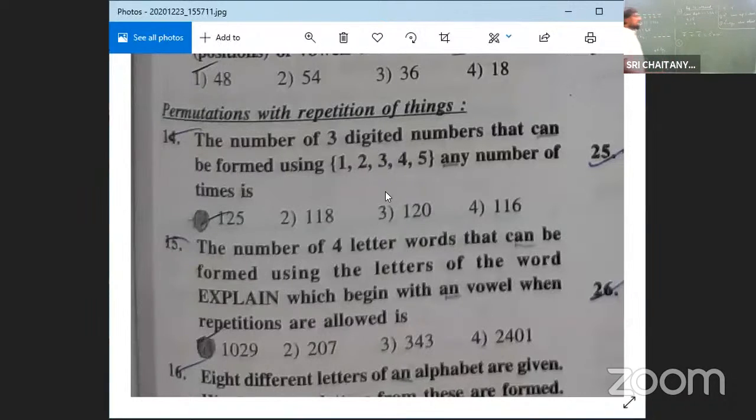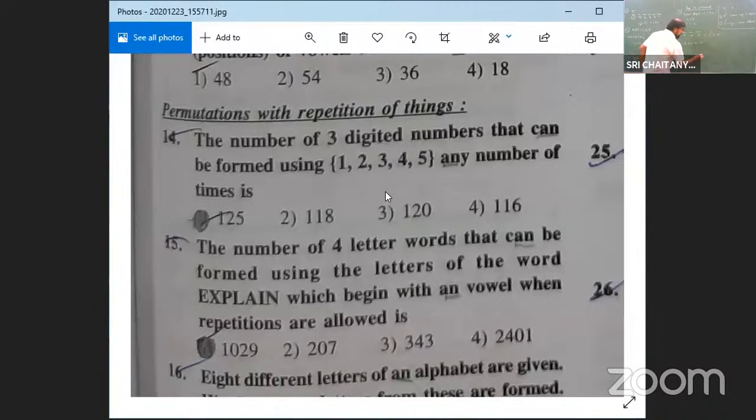See, observe that 15th problem on the screen. 14th completed. 15th one. The number of 4-letter words that can be formed using the letters of the word EXPLAIN, right? It consists of 7 letters, using which begin with a vowel when repetition is allowed. Okay, so he asked you a 4-letter word, am I right? Yeah, he asked you number of 4-letter words.